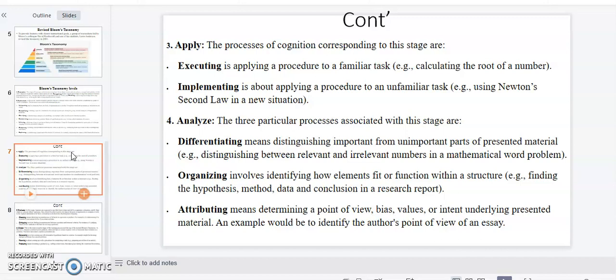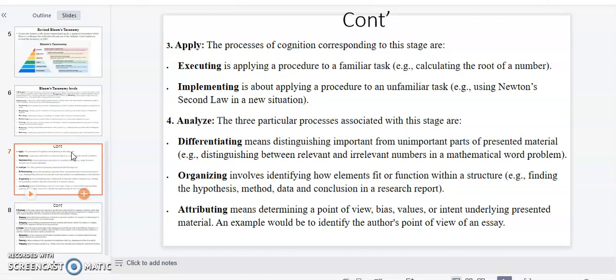Number three is apply. The processes of cognition corresponding to this stage are: one, executing. Executing is applying a procedure to a familiar task, for example, calculating the root of a number. Implementing. Implementing is about applying a procedure to an unfamiliar task, for example, using Newton's second law in a new situation.